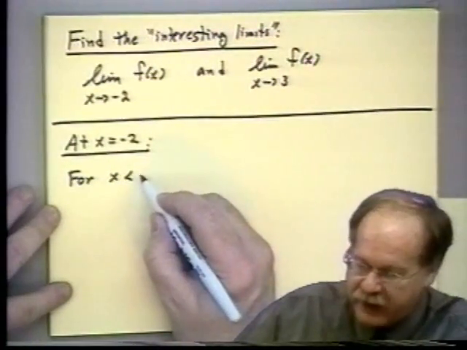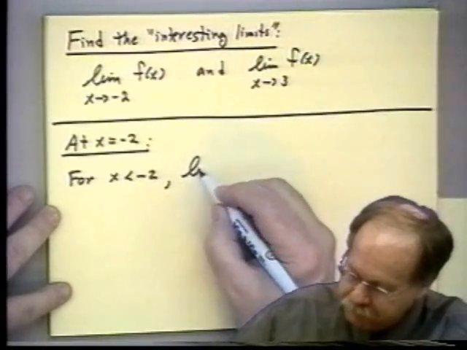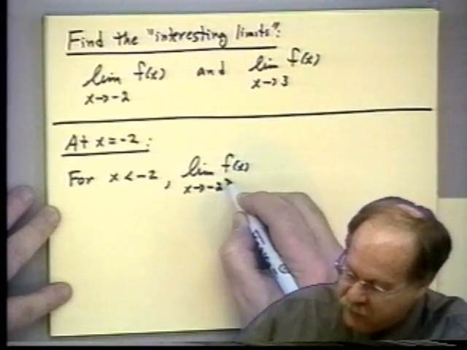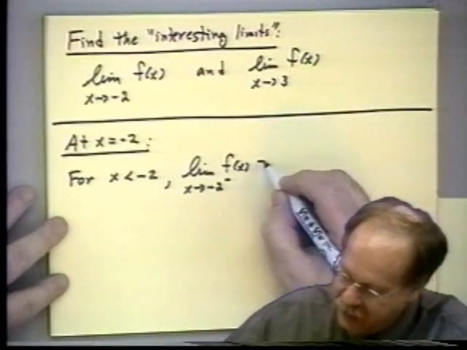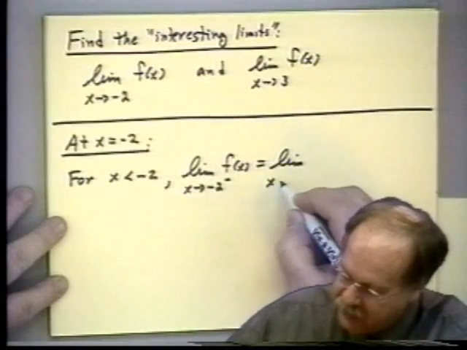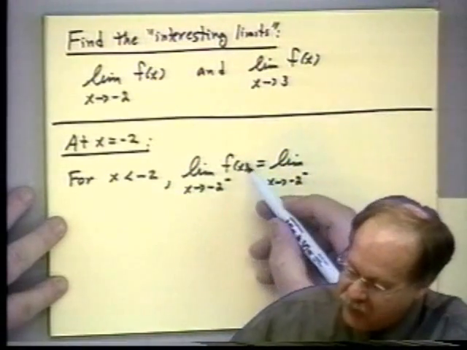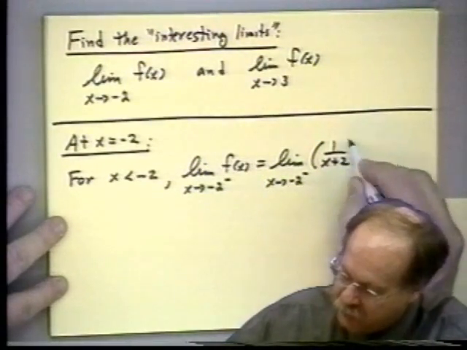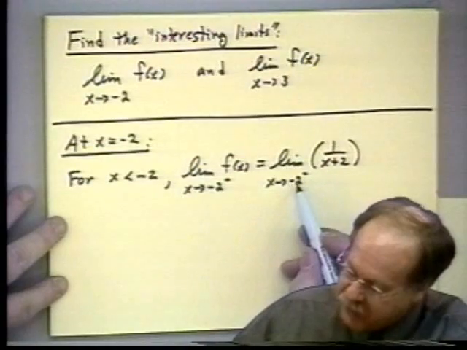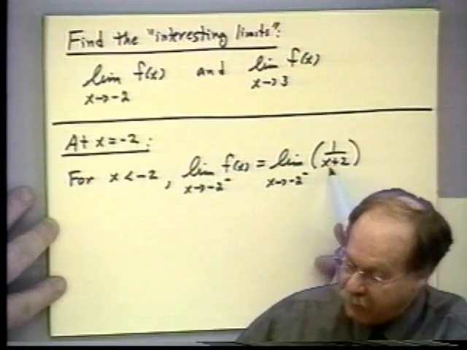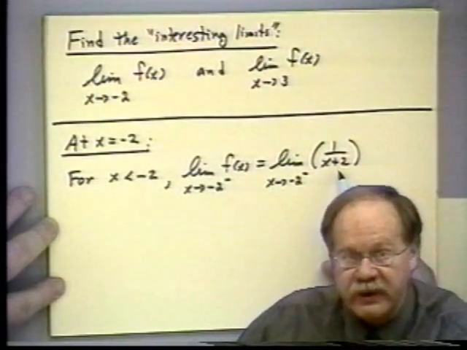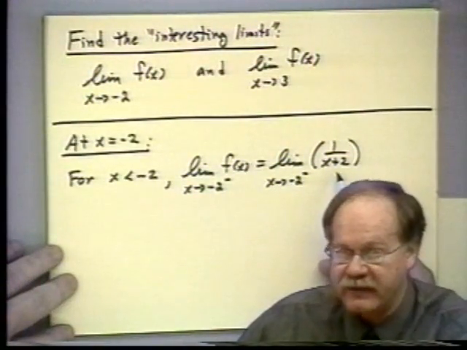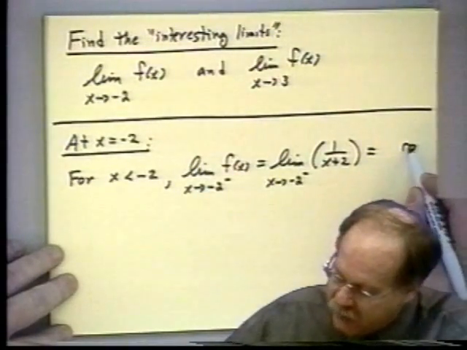So for x less than minus 2 here, if we take the limit of the function as x approaches minus 2 from the left, remember that symbolism, that is going to be the limit as x approaches minus 2 from the left. What is the functional value to the left? If you recall, it's 1 over x plus 2. And then as x approaches minus 2, no matter what side you come from, 1 over x plus 2 is going to go to infinity because the bottom is going to 0. The only question is whether it's positive or negative infinity. So we know that it is one of the two infinities.